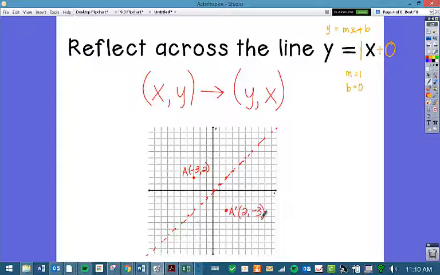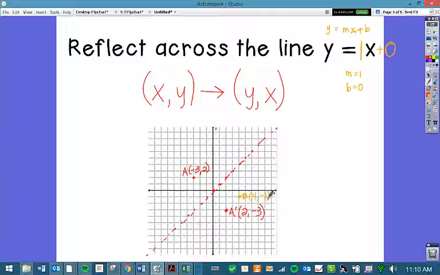I'm not changing any of the signs. I'm not changing from positive to negative or anything like that. They're literally just switching places. They're just going to swap. The x becomes the y, and the y becomes the x. So try reflecting B. B is at (4, -1). Reflect B across the line y equals x, and find B prime.